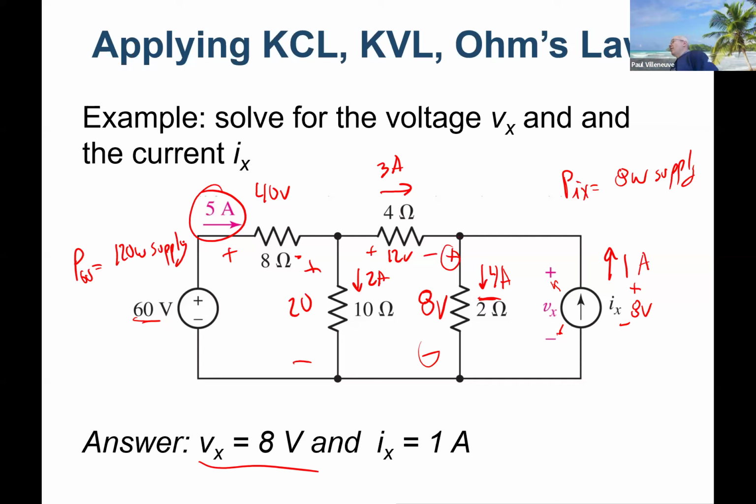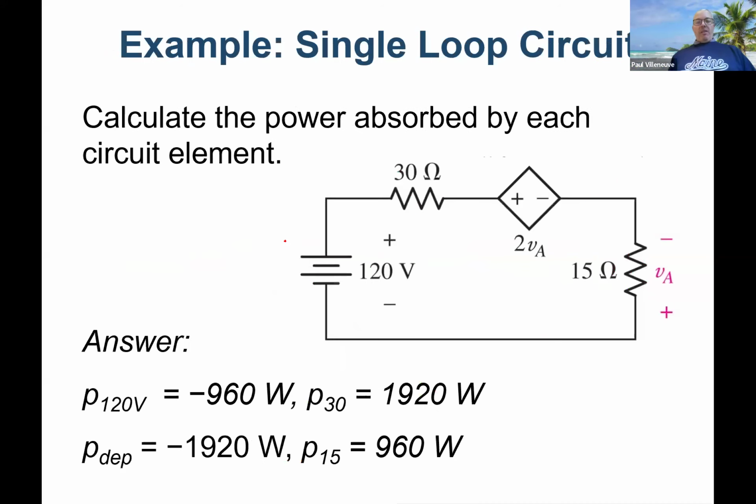Now, if you wanted to check those, you can do either I squared R for here, here, and here, or you can do V squared over R. It's totally up to you, right? Just really depends on what you want to do. You'll notice that I've got the current through the 8 ohm resistor, so I can use I squared R there. Or I can use the voltage drop, V squared over R, because I know it's 40 volts. It really just depends on what you wanted to do.